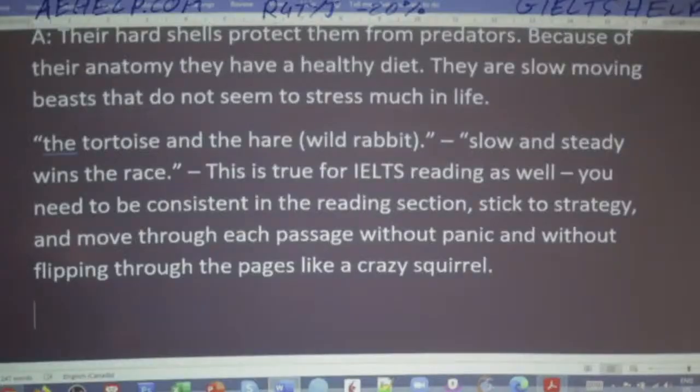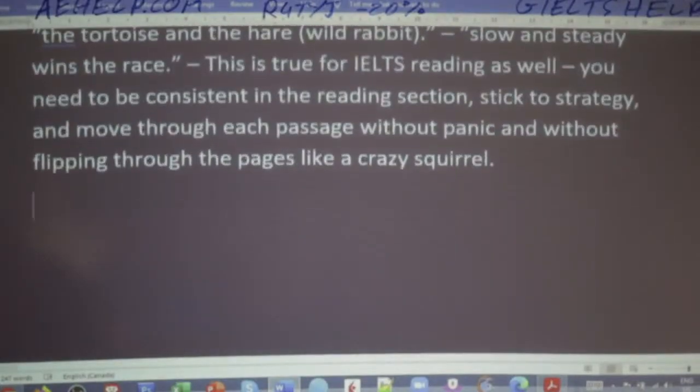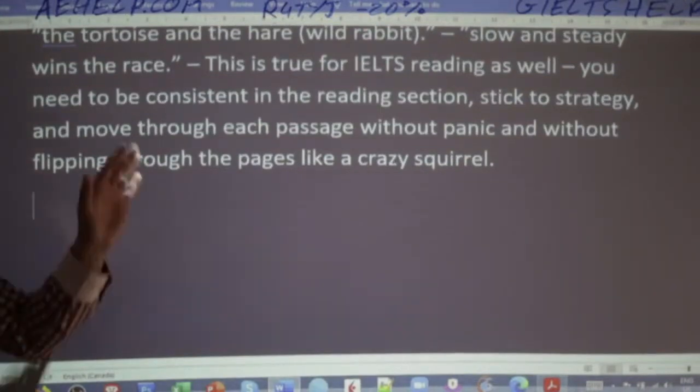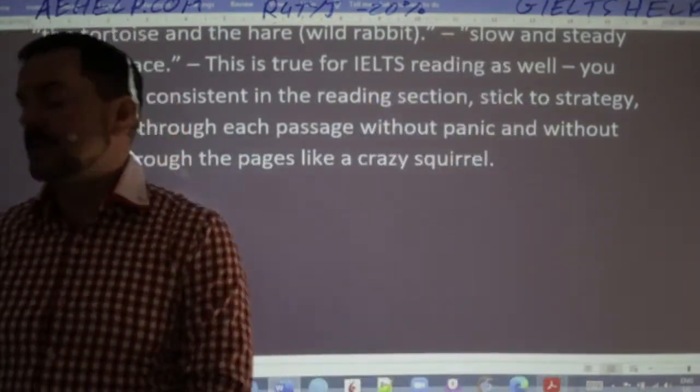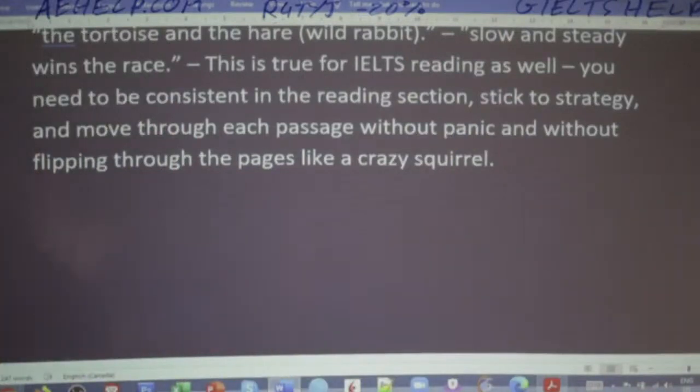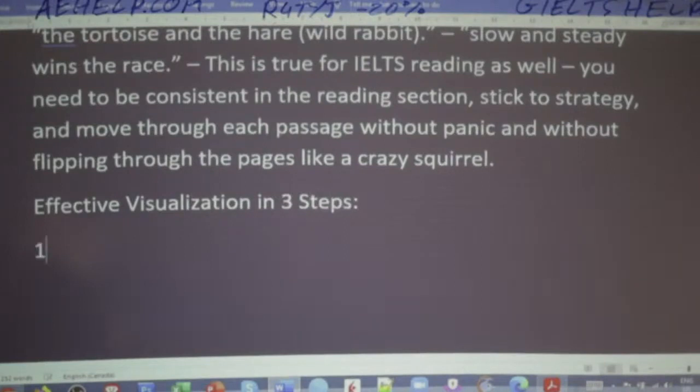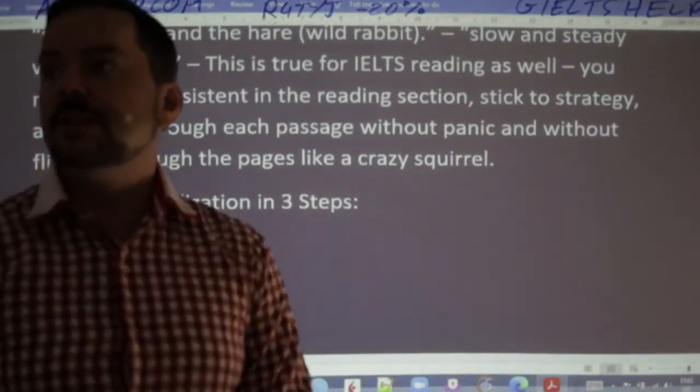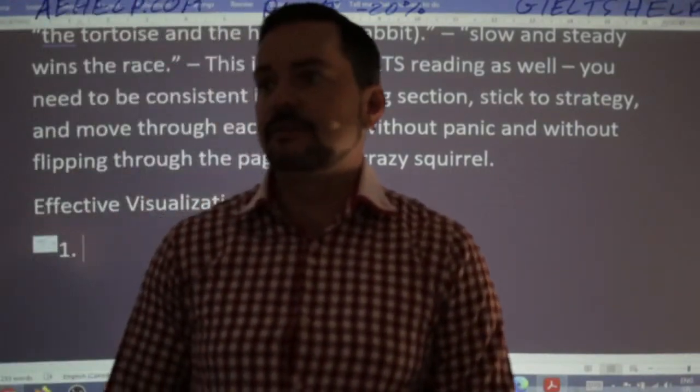Okay, so I want to review this. We have a lot of new members. These are the kinds of strategies that you learn on our websites. So yes, you want to visualize, but not only visualize, you want to visualize effectively. So what is needed for effective visualization? Okay, in 3 steps. So what do you need to have effective visualization?